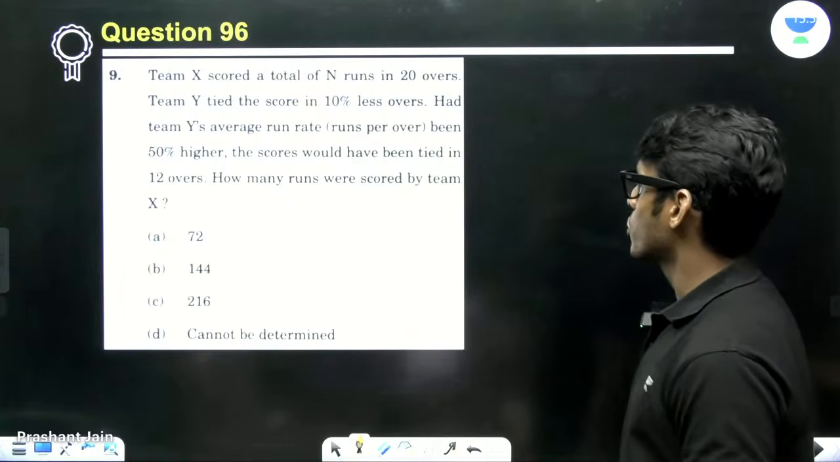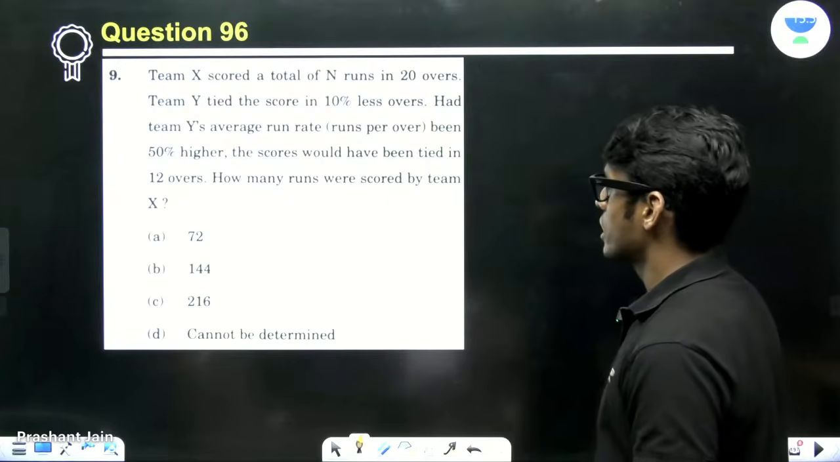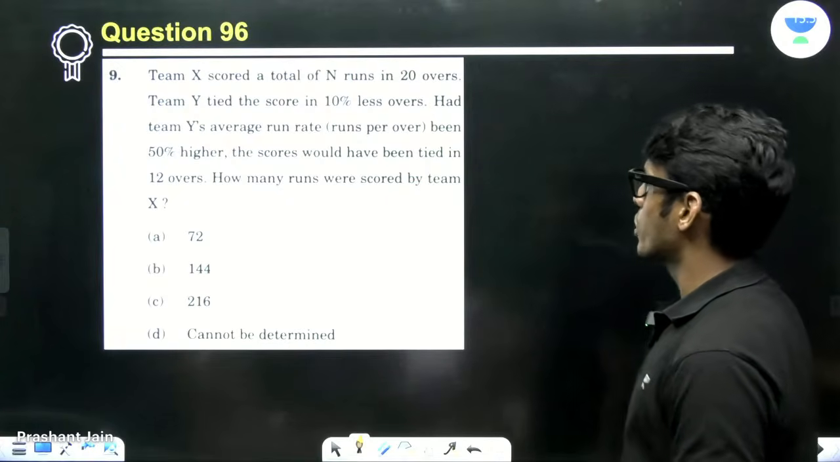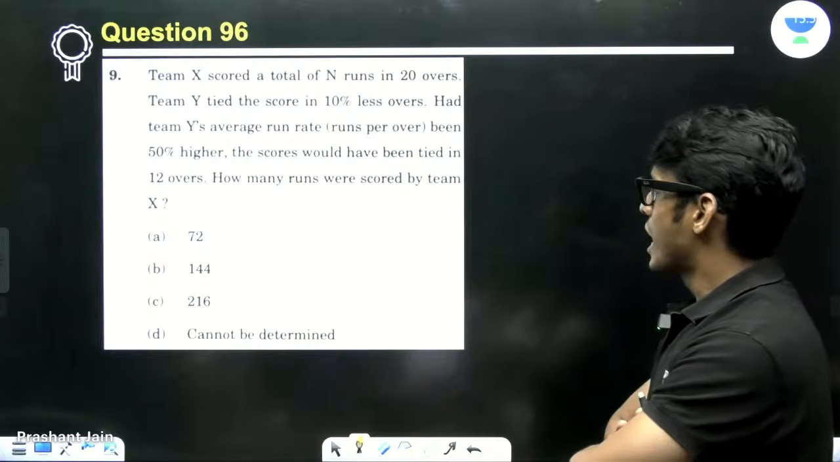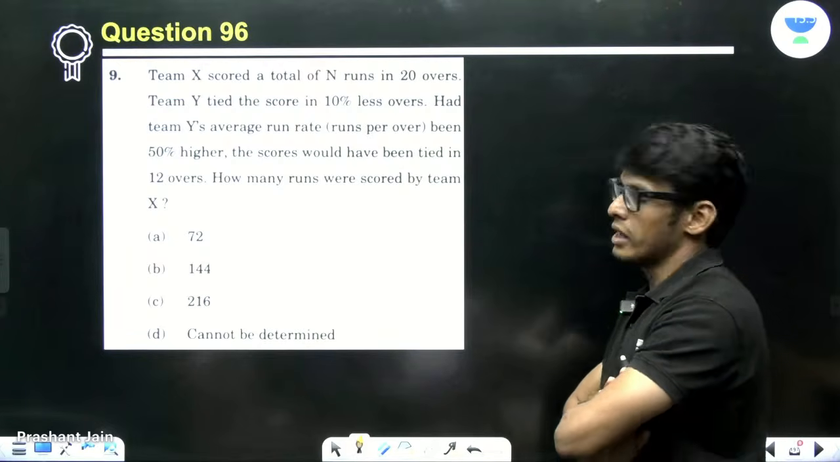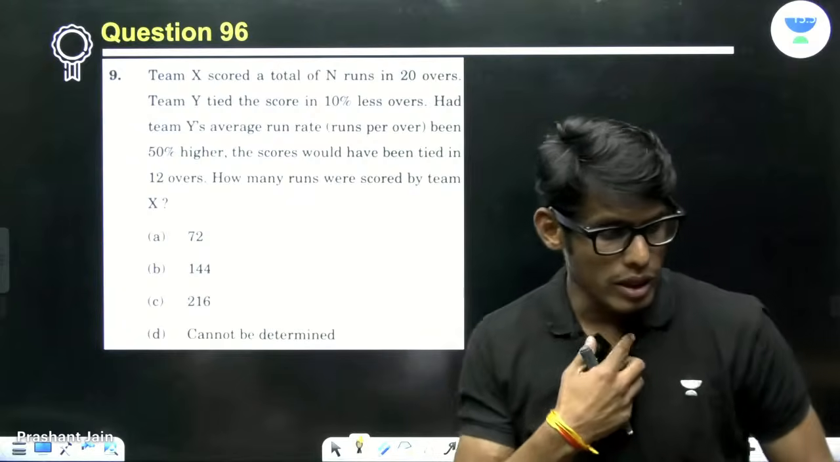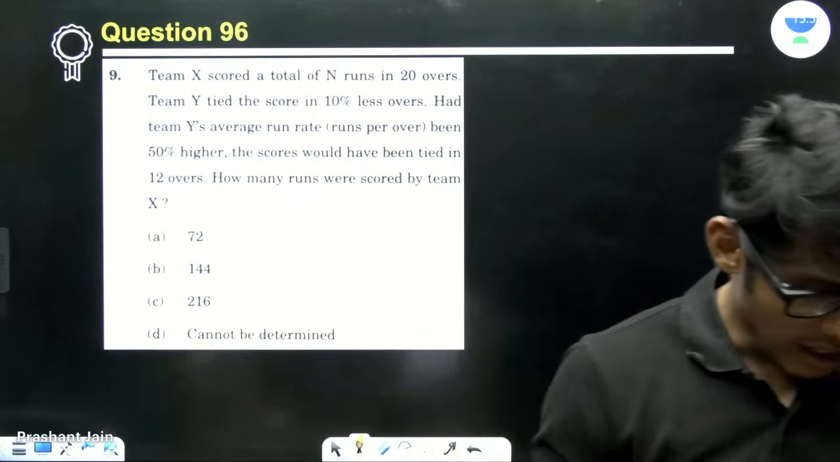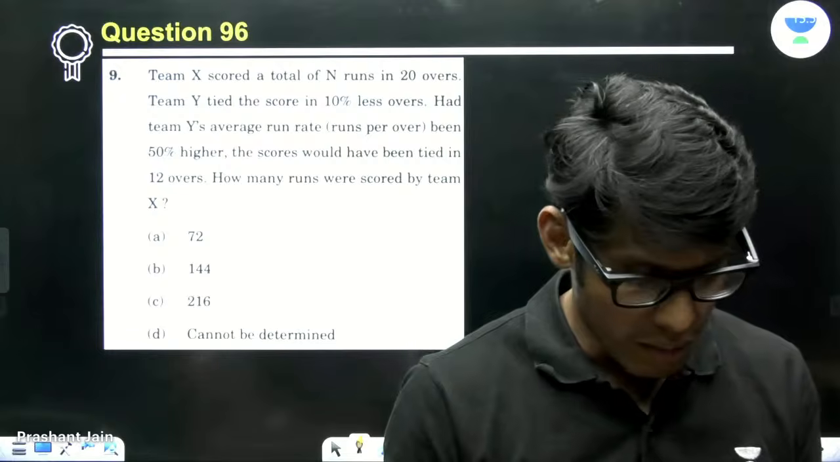Team X scored a total of n runs in 20 overs. Team Y tied the score in 10% less overs. Had Team Y average run rate been 50% higher, the scores would have been tied. This we can do. Now, can you do it? I'll just take 2 minutes break to fill my water bottle.